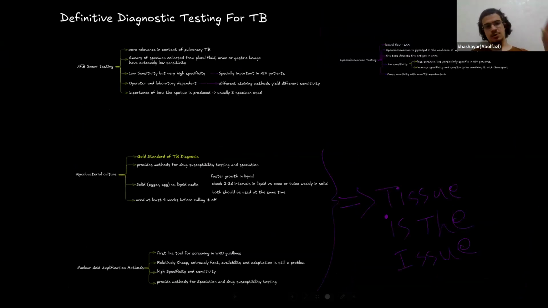Now that we've gone over the screening test, let's see how we can definitively diagnose TB. This is particularly important because sometimes our screening tests don't behave as expected, especially in immunocompromised patients. And some of these tests allow for antibiotic resistance testing, which is extremely helpful in case of TB.